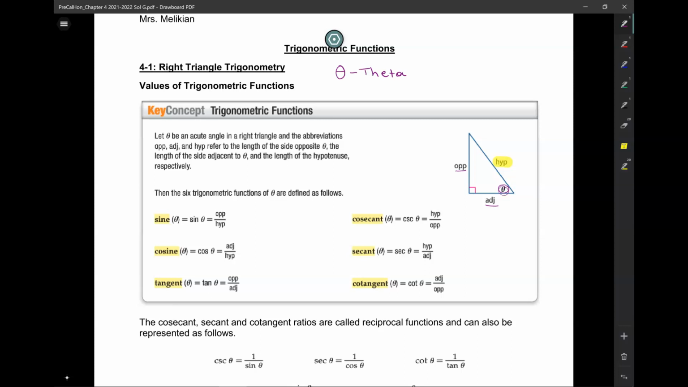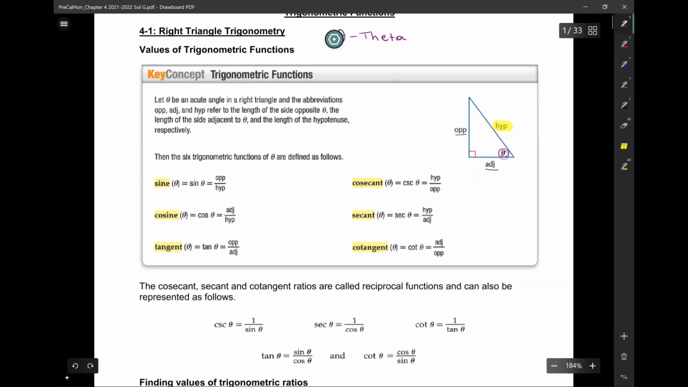And if you have theta defined where it is, one of the legs is always going to be touching that angle theta. Another word for touching is adjacent. So this is the adjacent side to theta, and here we have the opposite side to theta. This is just how we label the players of the game.